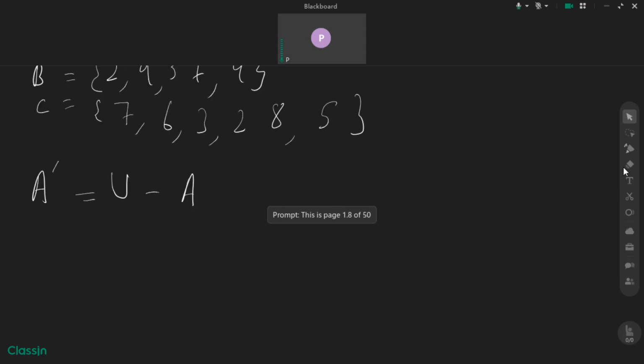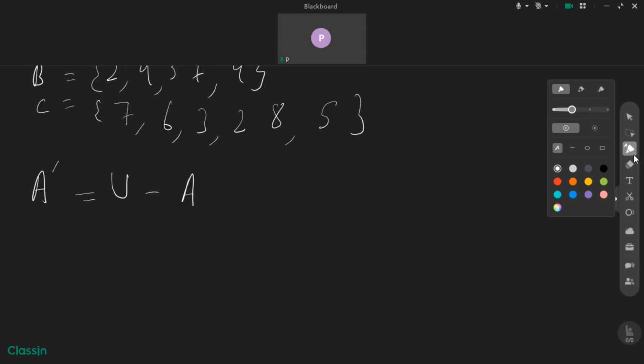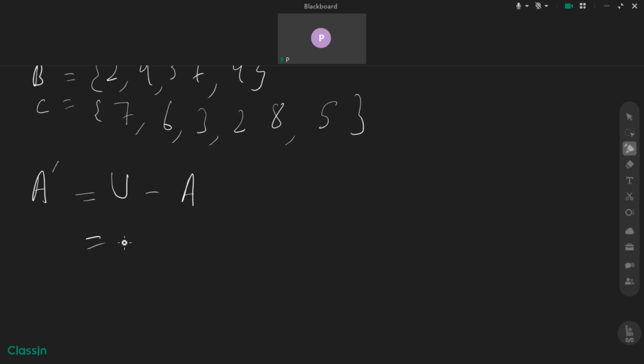So the A complement will be equal to, we have to subtract 1, 5, 7. We are then remaining with 2, 3, 4, 6, 8, 9. So this will be the complement of A.